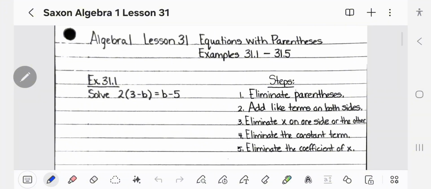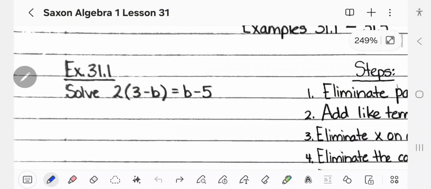In the textbook lesson, they don't show these steps until the second example, but I want to go ahead and start practicing with it from the beginning. So the first step is to eliminate the parentheses. We need to get rid of these parentheses, and the best way to do that is to do what's inside of the parentheses. But we can't do 3 minus b because they are not like terms.